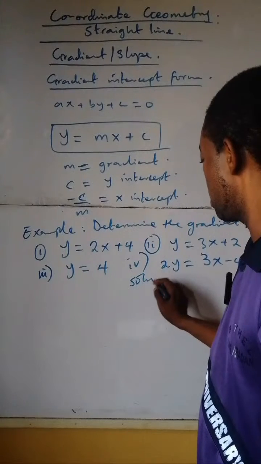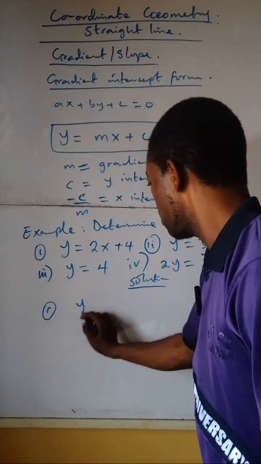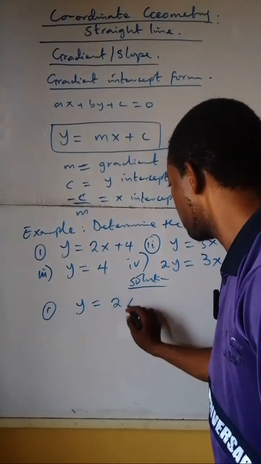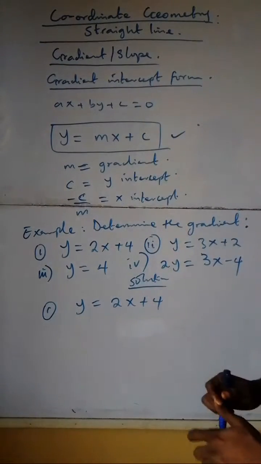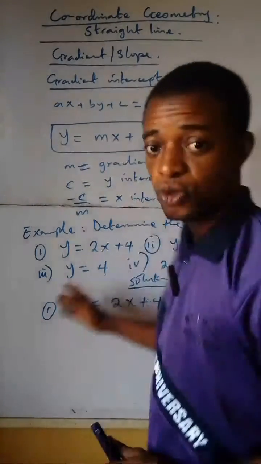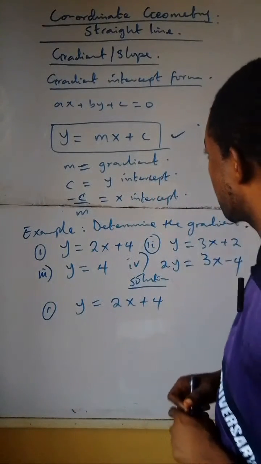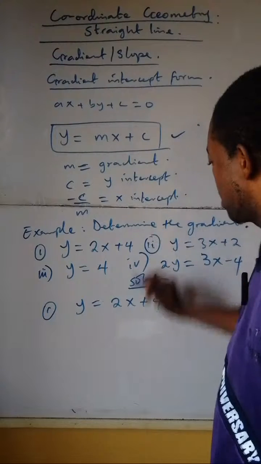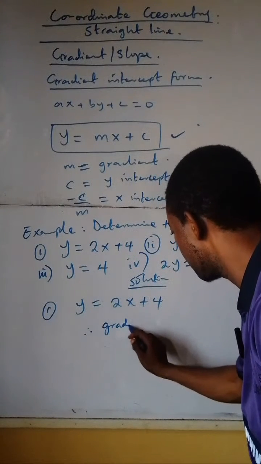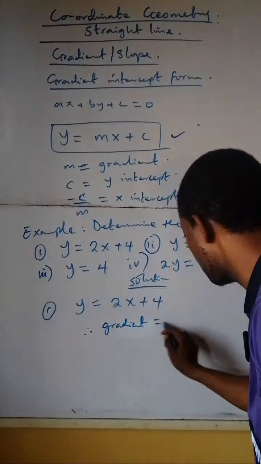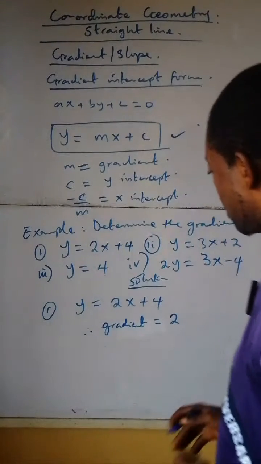Solution, the first one. When we compare what is given here, which is y equals 2x plus 4, with this general form, y equals mx plus c, it is easy to note that since m is the gradient, the gradient here will simply be equal to 2, because the coefficient of x is the gradient. So that's the gradient for the first one.